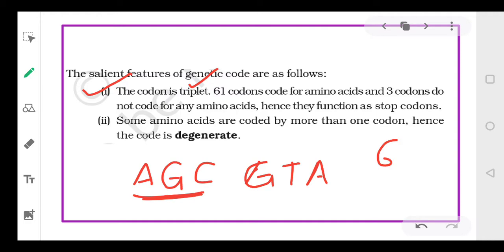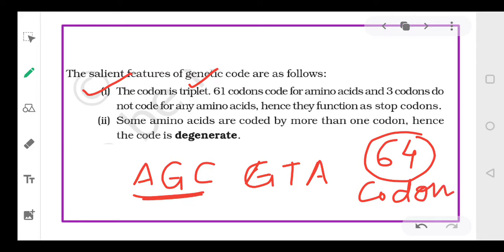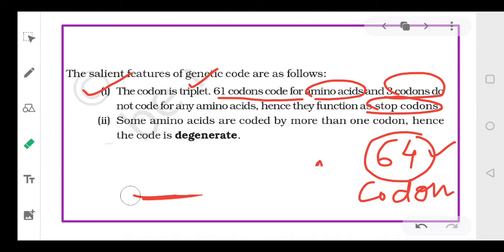And there are in total 64 combinations possible. As I said, 64 codons, right? This also we have discussed. So there are in total 64 codons, and out of these 64 codons, 61 are your sense codons. They will be coding for the amino acids, while 3 codons do not code for amino acids. They only stop the process, and that is why these 3 are called stop codons.